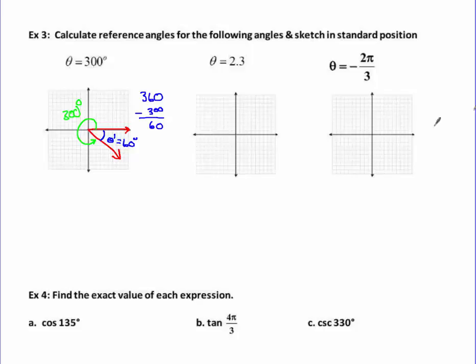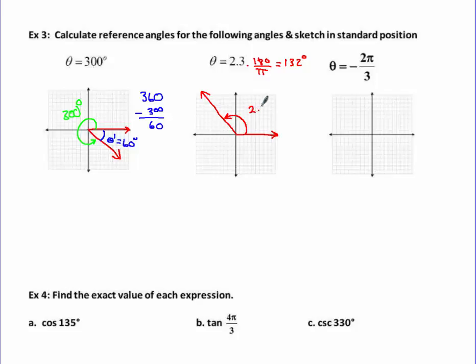All right, we'll come over here to this one. 2.3 radians. Well, I don't know what that is. So I'm going to multiply it by 180 over pi to convert it to degrees. And I get about 132 degrees. So start here with my initial side. I'm going to open 90, not all the way to 180, right? Halfway would be 45 degrees here, so 90 plus 45 is 135. So just about halfway there is where it's going to be. So here's my angle.